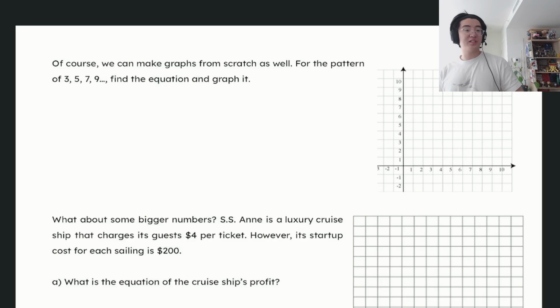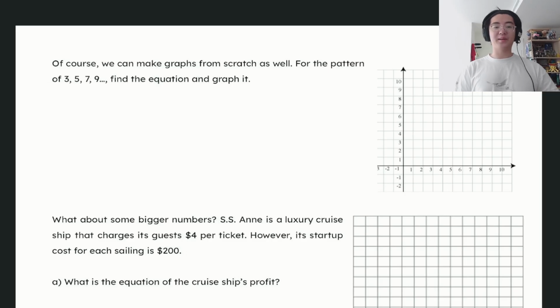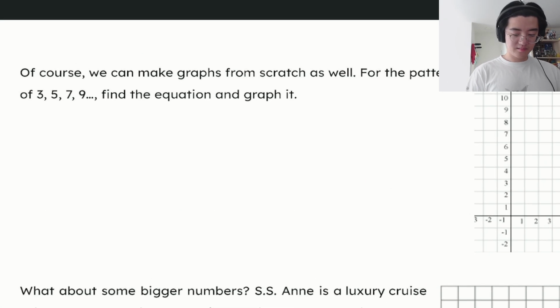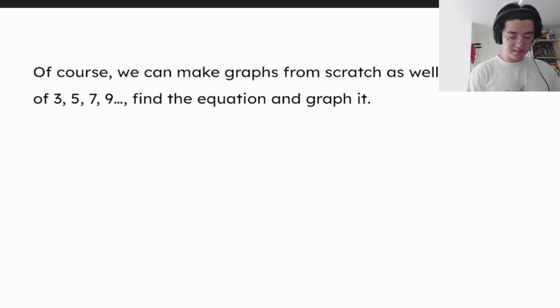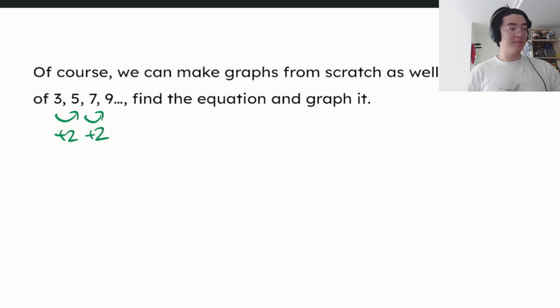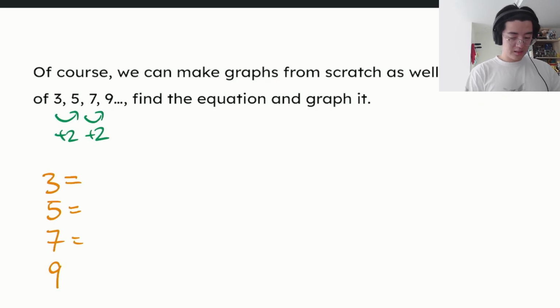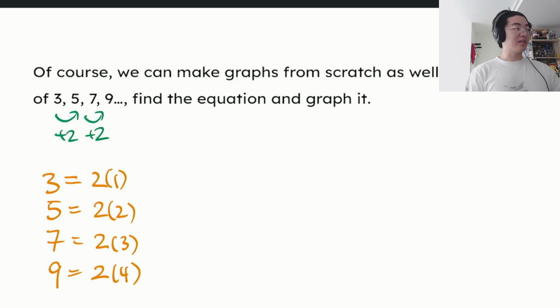So let's go back to our first lesson of the unit about finding patterns. So this pattern here, 3, 5, 7, 9. We know it goes up by 2 each time. So each of those numbers, we're multiplying by 2 each time. We know the first one, we just multiply by once. And then we go up from there.